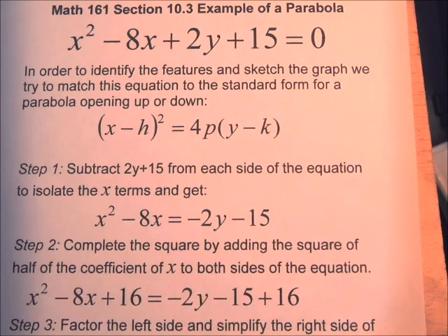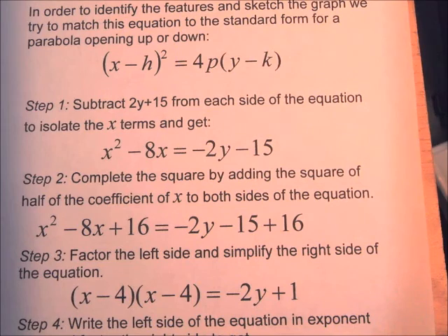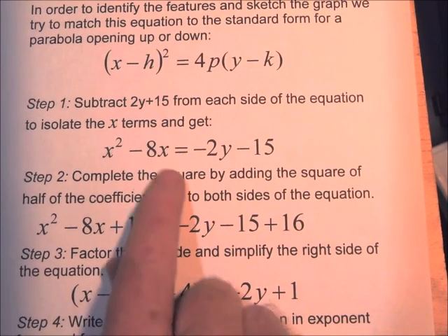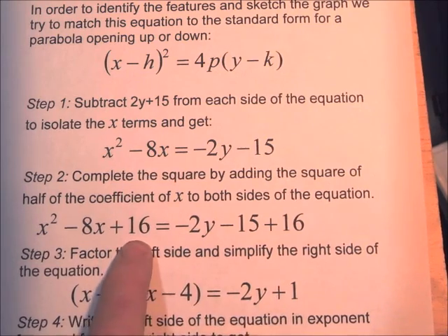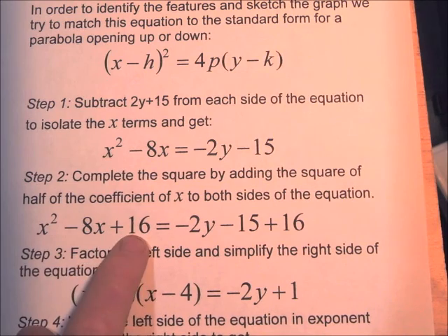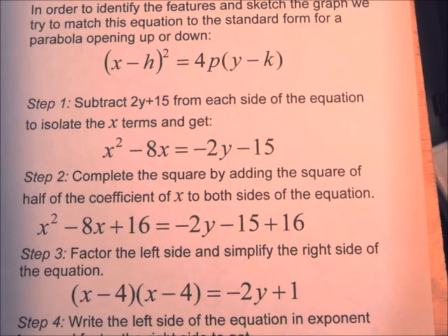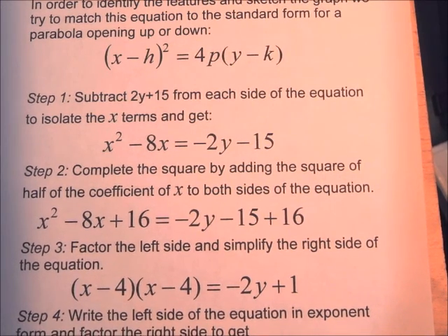And then we want to make this into a perfect square. So we take half the coefficient of x: half of 8 is 4, 4 squared is 16. Add 16 to both sides of the equal sign to make the left side into a perfect square. And then we can now factor this. This factors into x minus 4 times the quantity x minus 4.